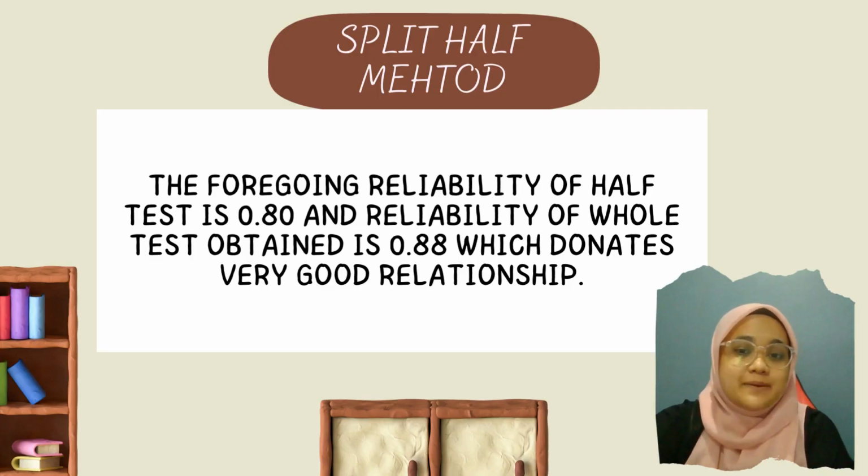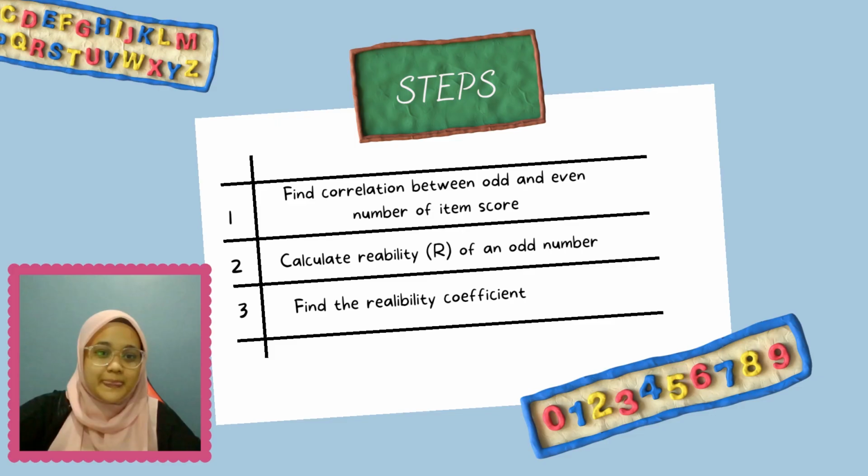The reliability of half test is 0.80 and reliability of whole test obtained is 0.88, which denotes very good relationship. This means the reliability of whole test between odd and even items of achievement test has a very good reliability. So, there are 3 important steps for us to follow to get the answer.